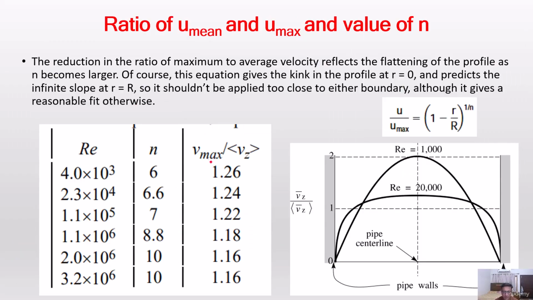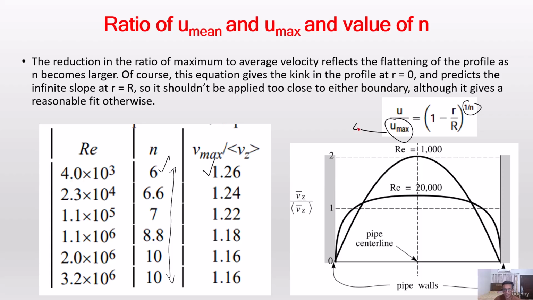This is close to laminar flow, and the maximum value that we are getting here for Reynolds number is 10 power 6, that is 3.2 million, and 1.16. The index varies in this way. So we can find out the values of both N and the U maximum, and we need it over here.